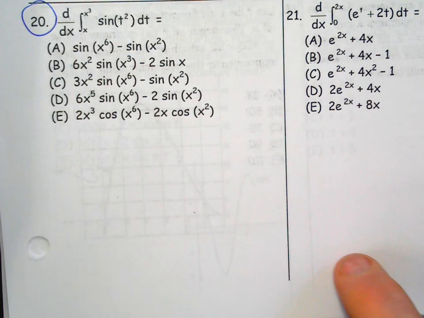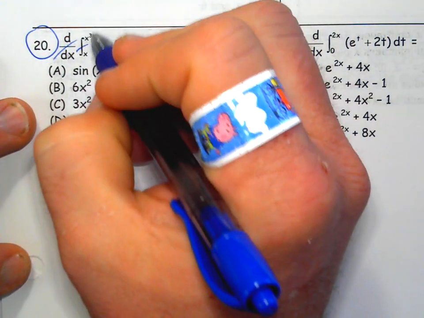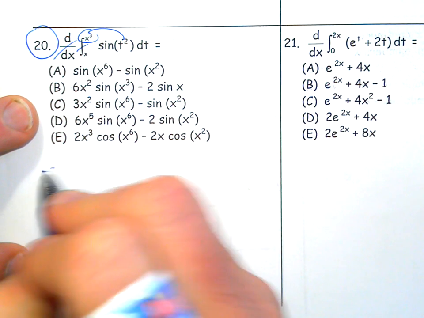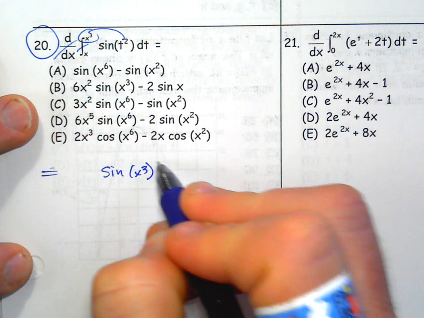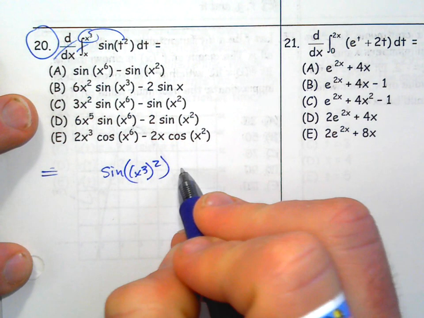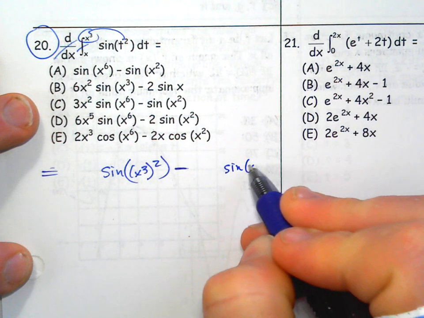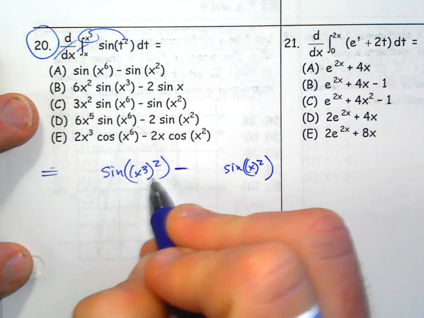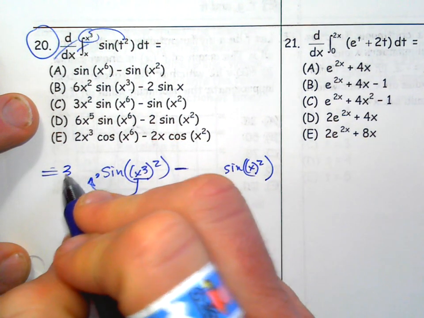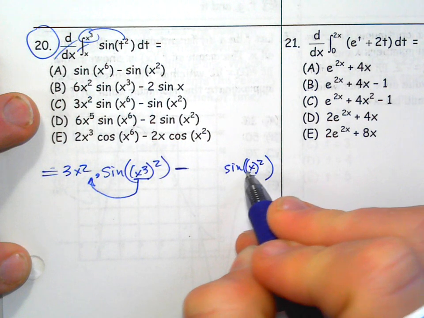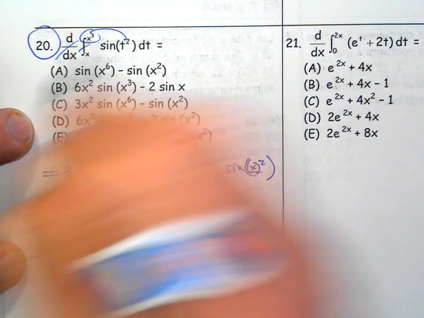20. You got to take the derivative of the integral. You got to plug the limits in. Now be careful. It's going to be sine of x cubed squared, minus sine of x squared. Now you got to multiply by the derivative of what you plugged in: x cubed squared, x to the 6th, 3x squared. Not x squared. Don't put a 2x out here. Put a 1. Just what you plugged in, because everything else was taken care of before.